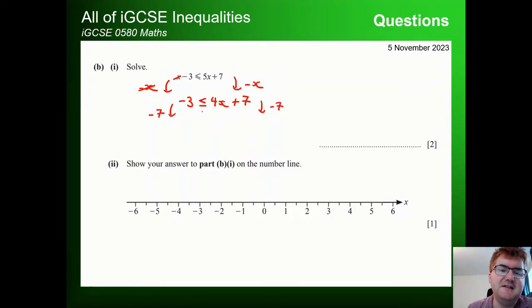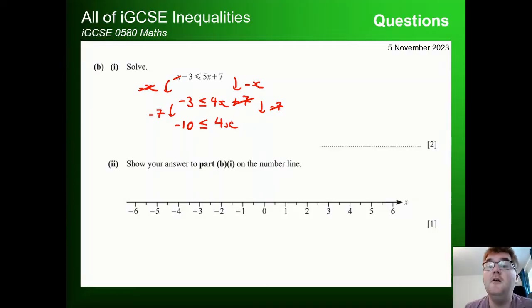Be careful with your negative numbers at this point. So minus 3 degrees, it gets 7 degrees colder. So it's going to be minus 10 degrees. This part cancels, which is what we wanted. Therefore, we have 4x on the right-hand side. And now we need to work out what x is.